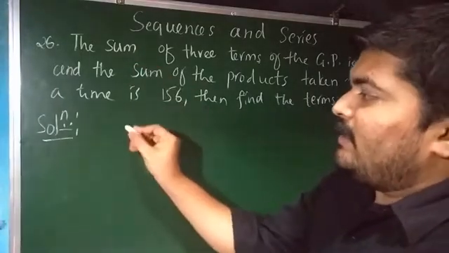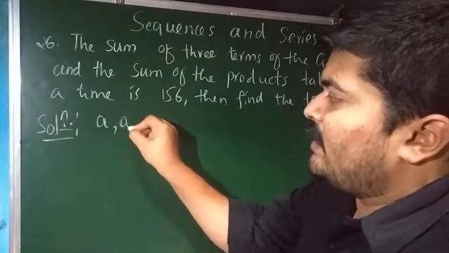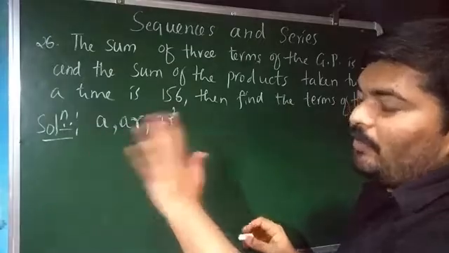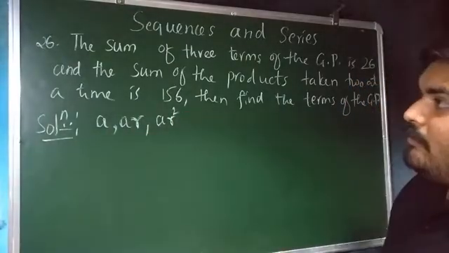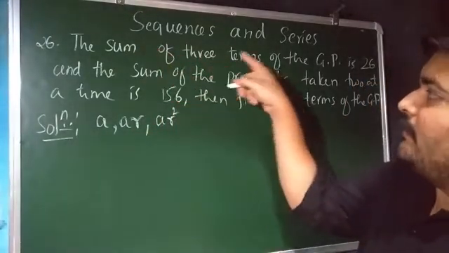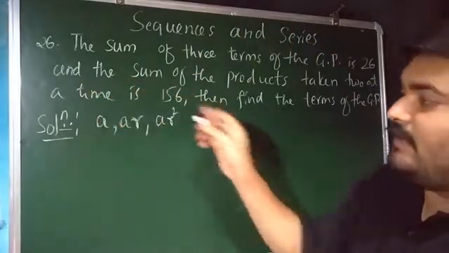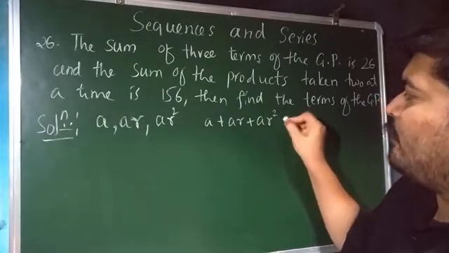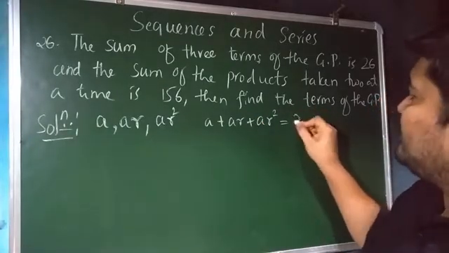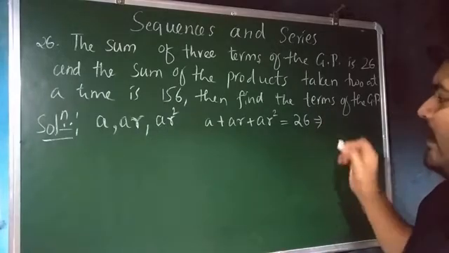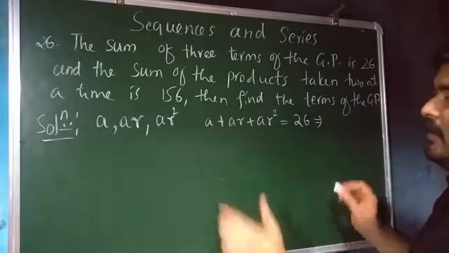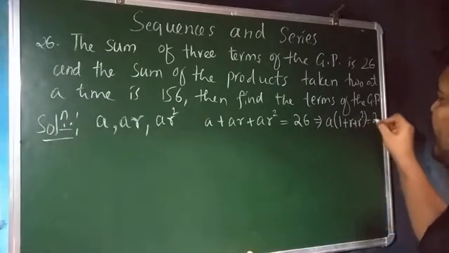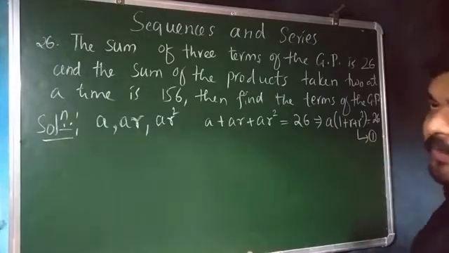Now here let me consider the terms of the GP as A, AR, AR square. These are the first 3 terms I am going to consider over here. Now what they have given, sum of 3 terms of the GP is 26. That implies A plus AR plus AR square is equal to 26, isn't it? Now here I can take out the term A as common. What you are left with: A into 1 plus R plus R square is exactly equal to 26. Call it equation number 1.